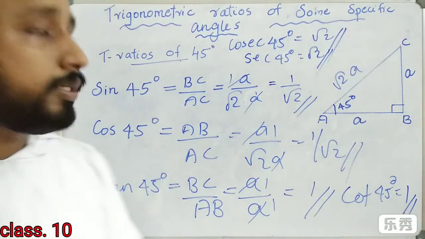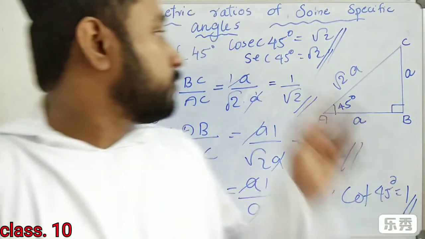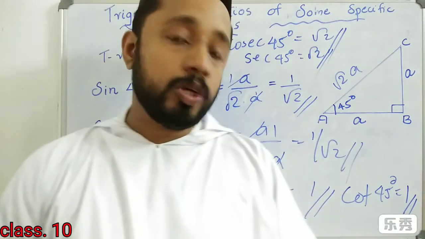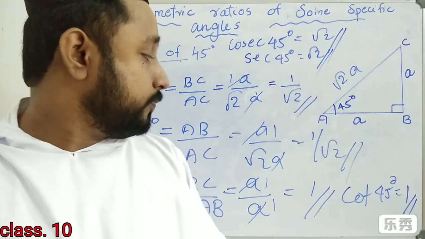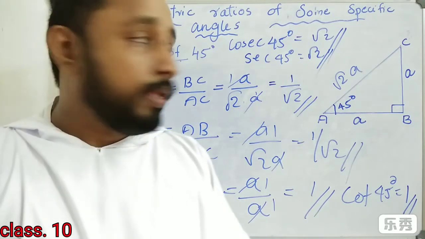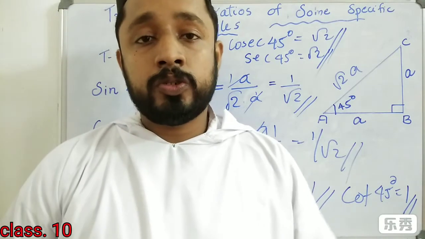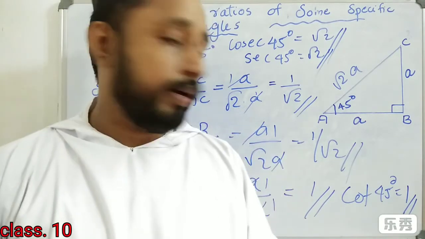So we found the trigonometric ratios of angle 45 degree. Sin 45 degree is equal to 1 by root 2. Cos 45 degree is also 1 by root 2. Tan 45 degree is 1. Cosec 45 degree is equal to root 2. Sec 45 degree is equal to root 2. And cot 45 degree is 1.